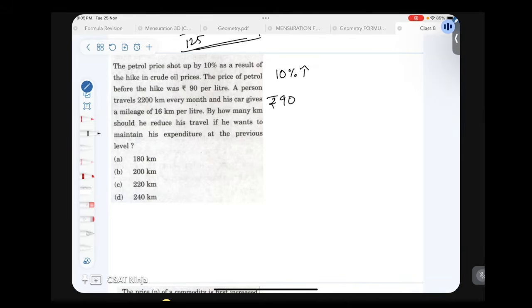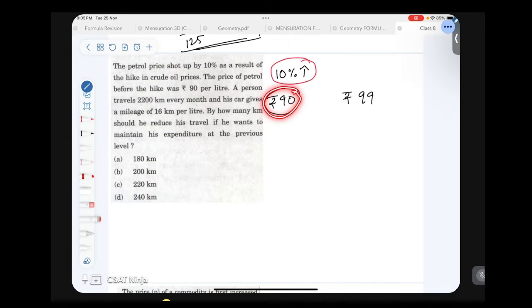So can I write like this? From 90, if there is an increase of 10% in the price of petrol, then the new price will be how much? If your price is 90 rupees, what will be your 10%? 9 rupees, right? So 90 plus 9 will give us 99 rupees.